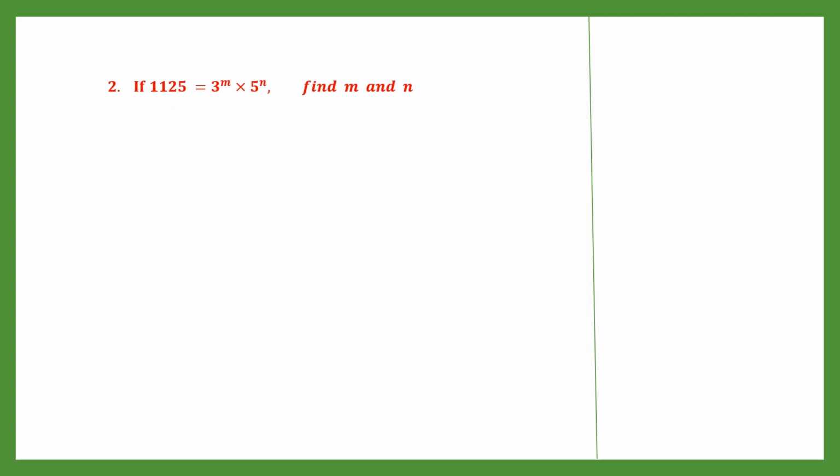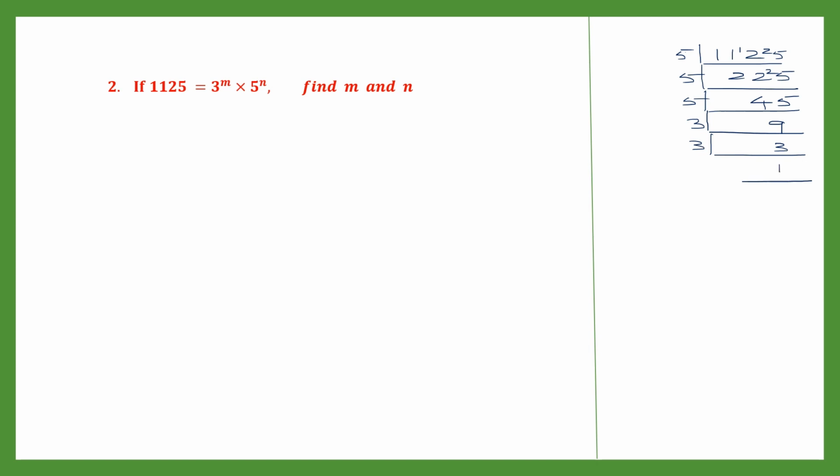So let's do that. 1125, let's begin with 5. 5 twos are 10. Then we have 1 left, that becomes 12 there. 5 twos are 10, there's 2 remaining, 25. 5 fives are 25. Let's continue with 5 again. 5 fours are 20, and again there's 2 left, 25. 5 fives are 25. Continue with 5. 5 nines are 45. Now we can't use 5, let's use 3. 3 threes are 9. Once again we can use 3. 3 ones are 3.